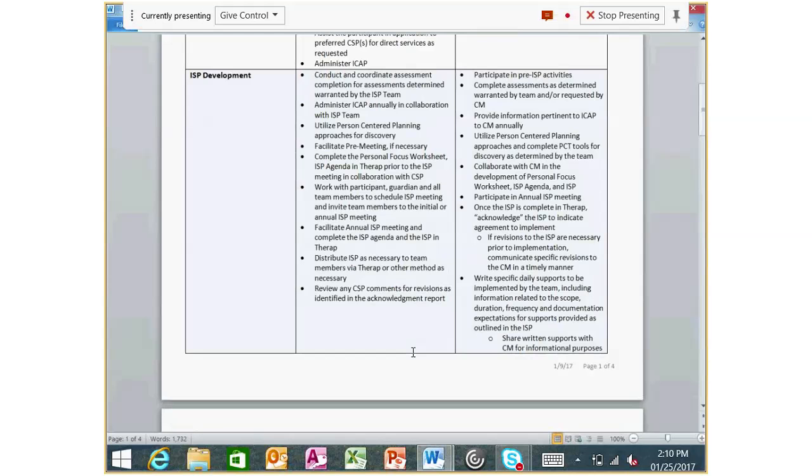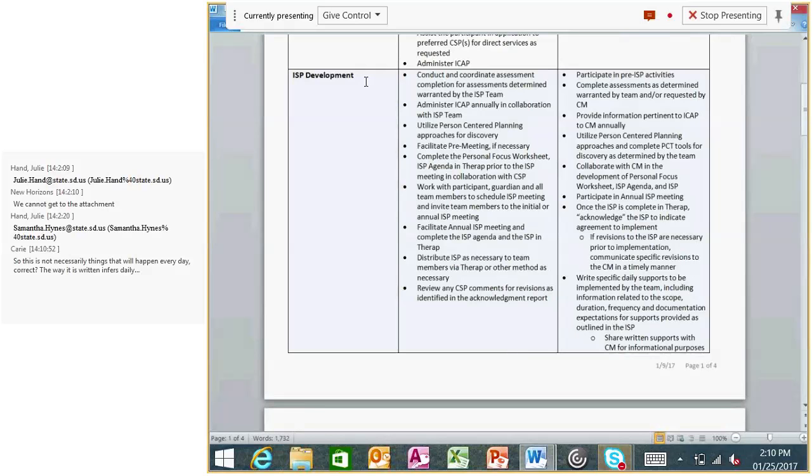So it's not the writing of the entire goal or the action plan, but those very specific, the word that always comes to my mind is method, and that's a pretty outdated term, but back from my DSP days, that's what the word was that we used. Also to share those written supports with the case manager for informational purposes so they can be aware of how those supports are being provided and how that's outlined. So as they're monitoring the ISP, they can determine whether or not that's provided and agreed on.